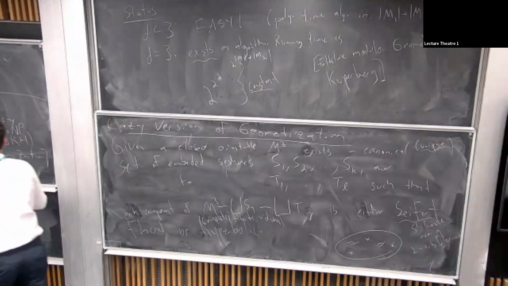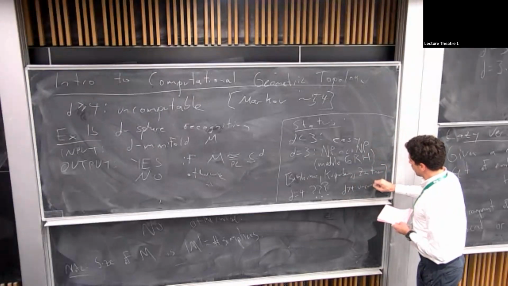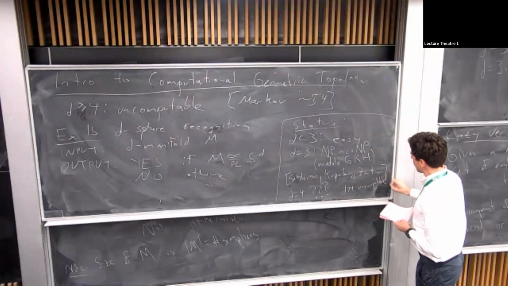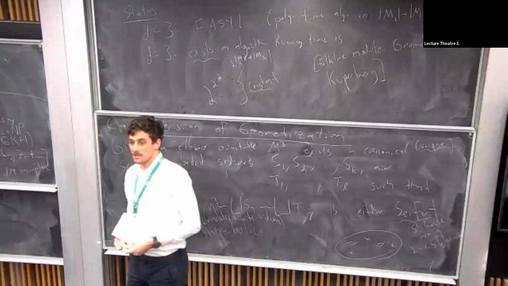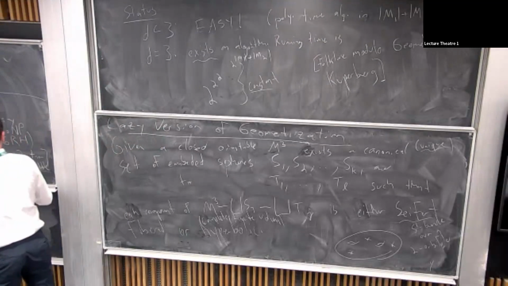But now when D is greater than 4, it's uncomputable. So if you give me a single 5-manifold and ask me, is it a 5-sphere? There's no algorithm to answer. And this is also a theorem of Markov.